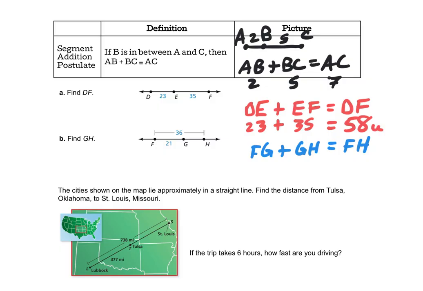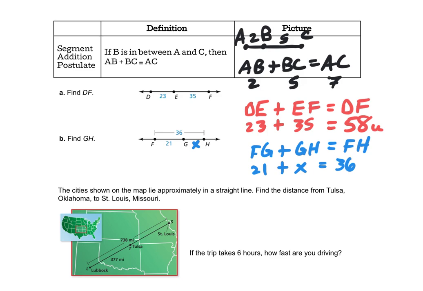So we know that FG is 21. GH, we don't know it. So if there's something we don't know, what do we usually label it with? If we have an unknown. Yeah, we just use X, right? It's kind of back to algebra again. If we don't know what that is, we just say X. X represents something that's unknown. We don't know what it is. So we're just going to use X. So 21 plus X equals 36.